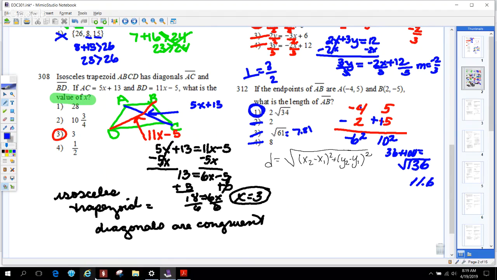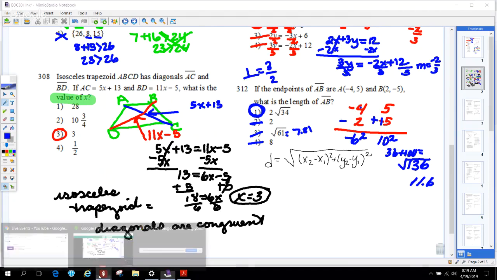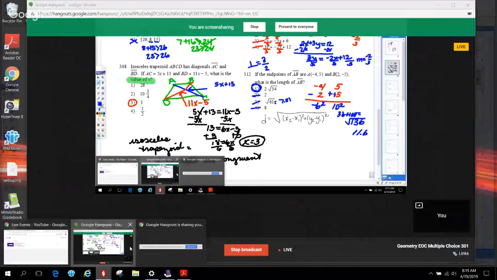Oh, sugar shoots. What do you think? 2 square roots of 34, choice 1. Whoa. I was so anxious to stop recording that.